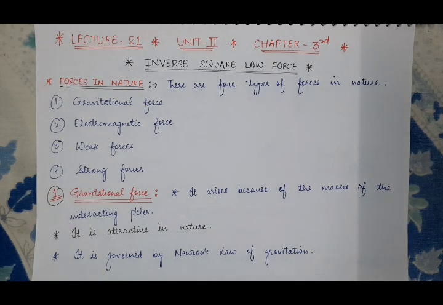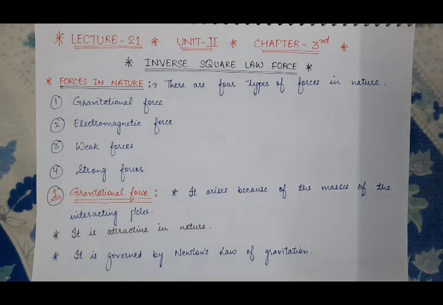First one is gravitational force, second electromagnetic force, third one is weak force, which you might not have studied, and fourth one is strong force. First we will discuss gravitational force. As we all know, if we have 2 bodies having masses, then there will be gravitational interaction between the 2 bodies because of their masses.